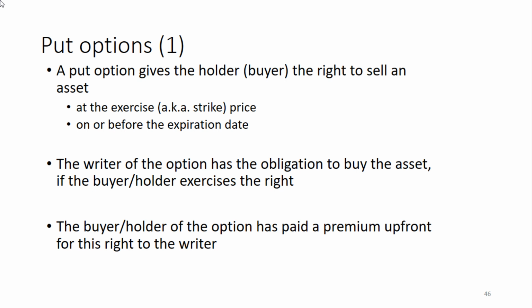Everything that I've said now for call options, I will repeat for put options. A put option is also an agreement between two parties, but instead of a right to buy at a predetermined price, as was the case with the call option, with a put option the holder or the buyer has the right to sell an asset at a predetermined price, which we call the exercise price, or also the strike price. And there is an expiration moment, the maturity date.